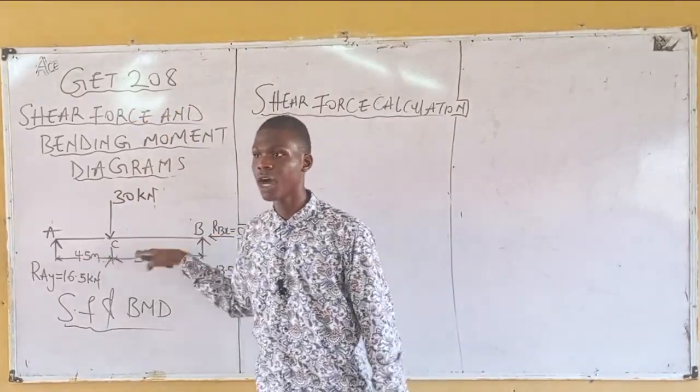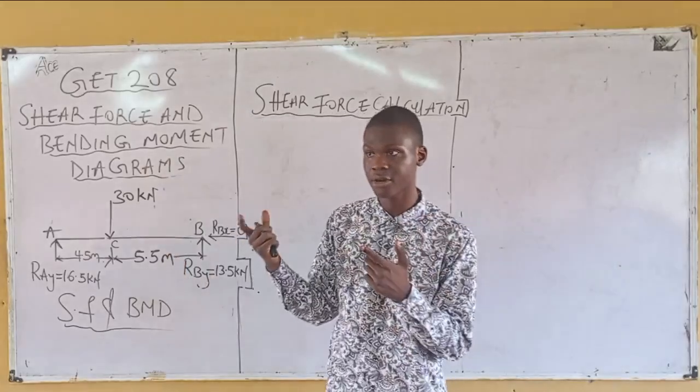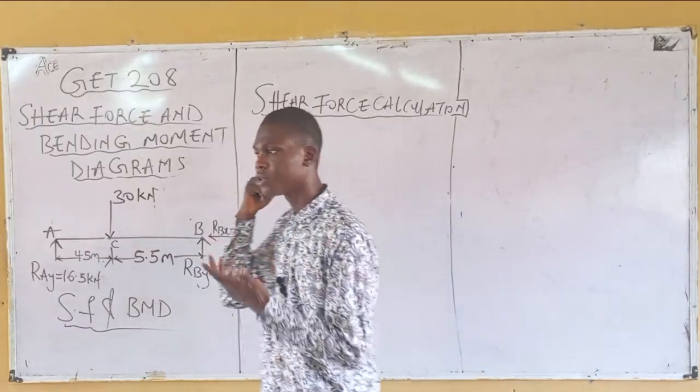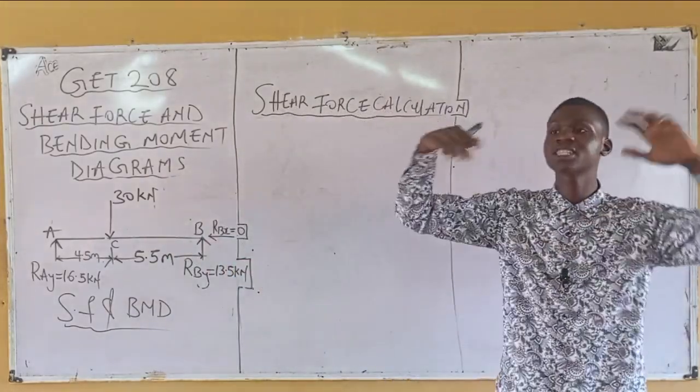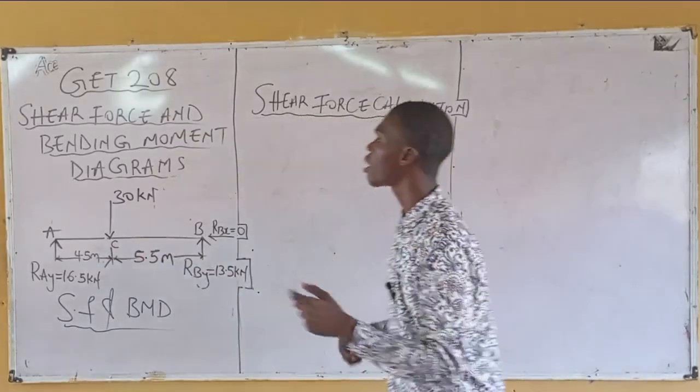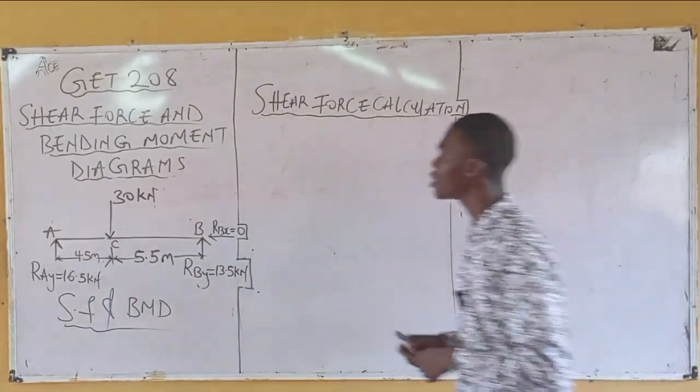So when the diagram is plotted using the horizontal values, it is called an axial diagram. But I don't think we need that. You can just know in case you are reading on your own and you see it. The one we are using is called the SFD, the shear force diagram.